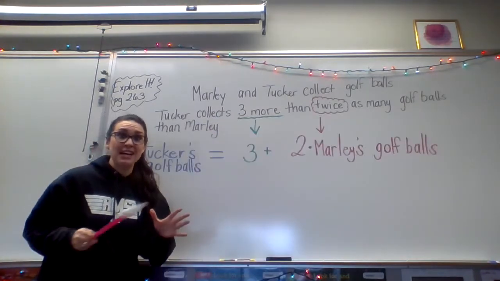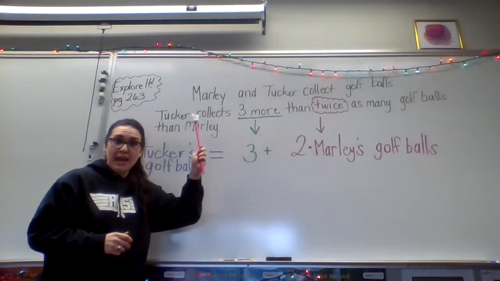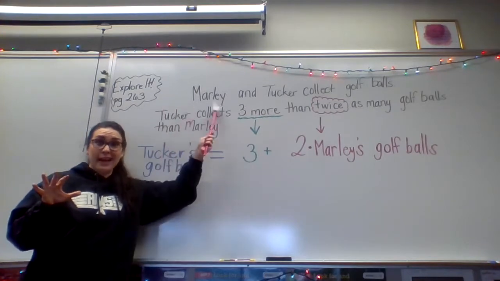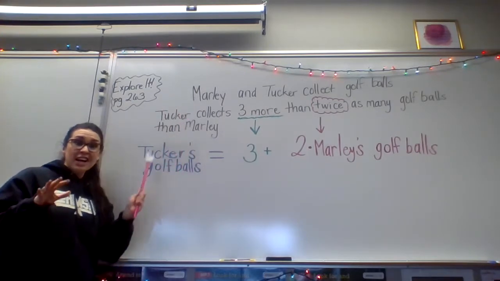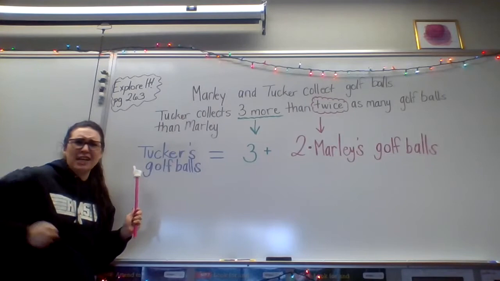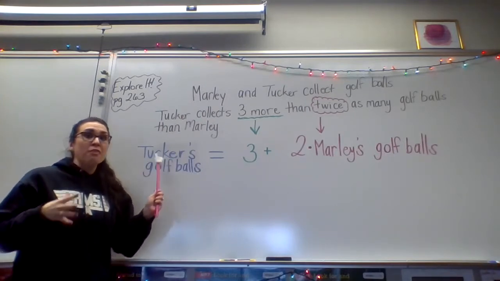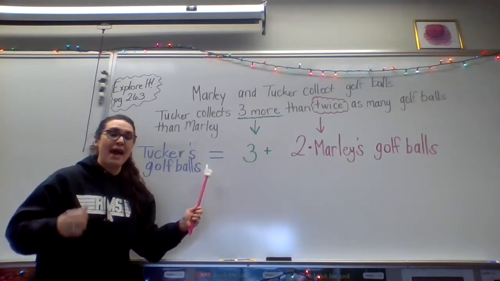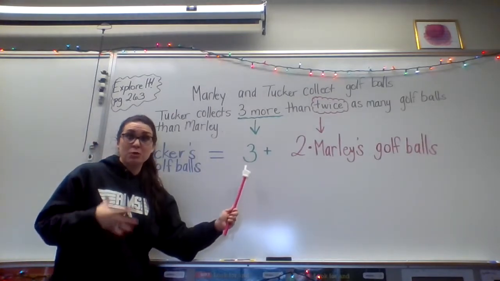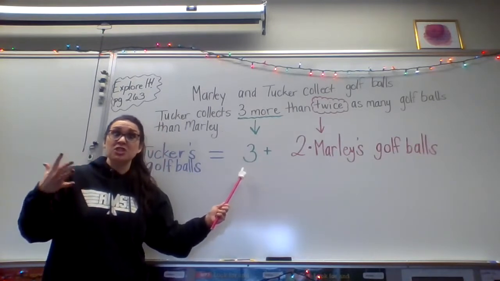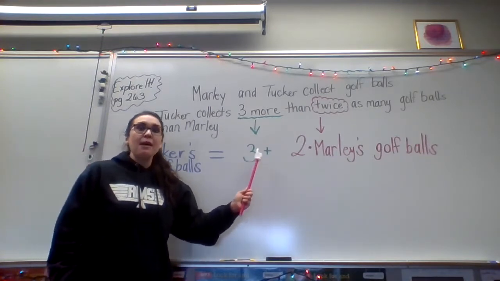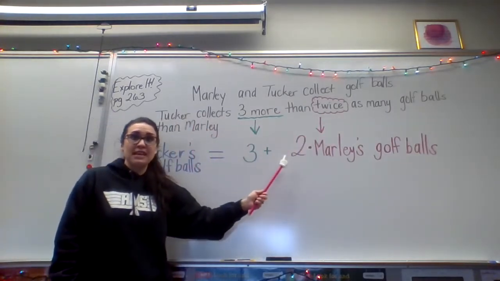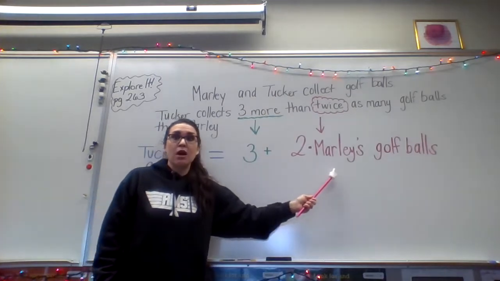All right, my friends, so what I've done is I've taken this little story that we had right here, and now I've put it using some numbers and some symbols to represent what was going on here, right? So Tucker's golf balls, a little precious pug who's just such a go-getter, right? We know that the number of golf balls that Tucker has is equal or the same as 3 more. So we're representing that by 3 plus, right? Addition is adding more, right? Plus what? Twice as many golf balls as Marley. So we can say it's 2 times Marley's golf balls.